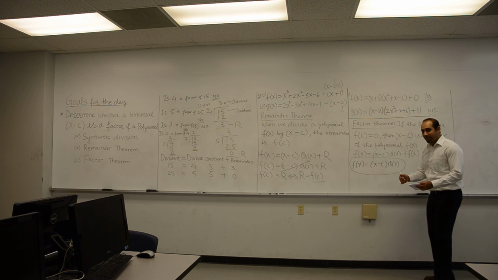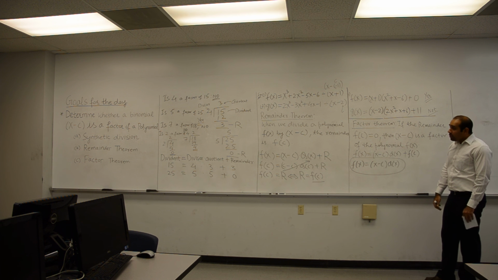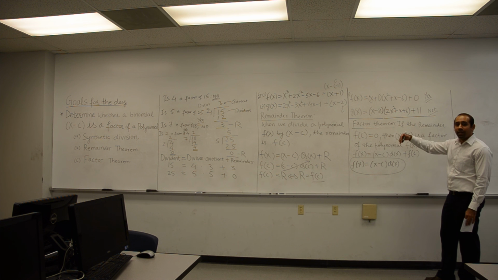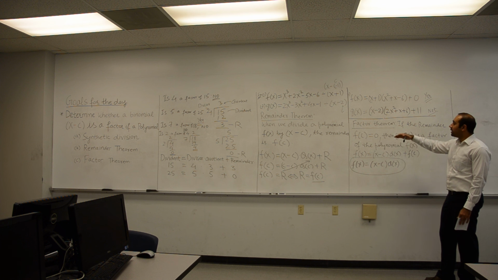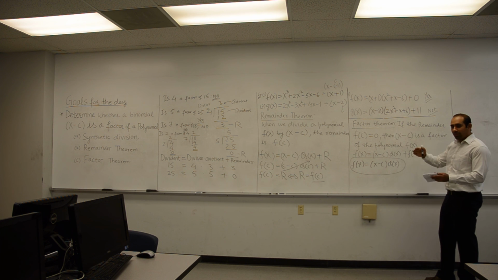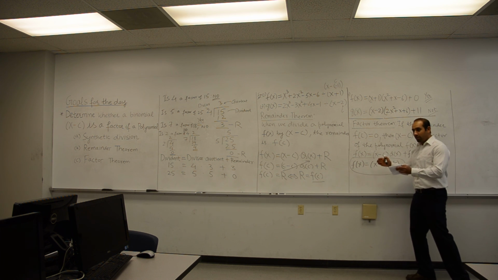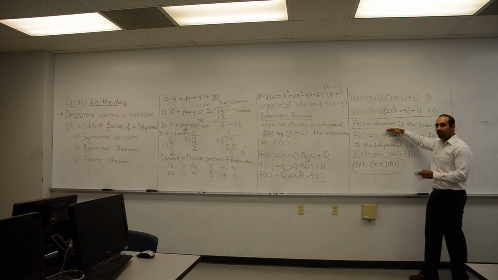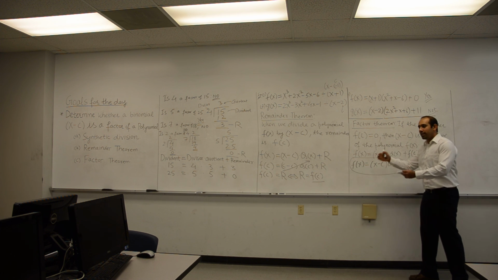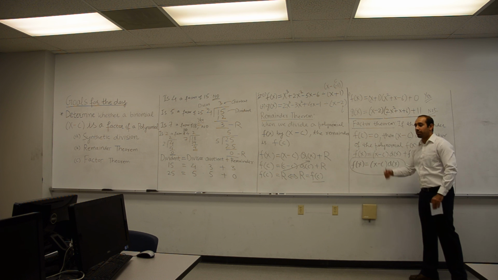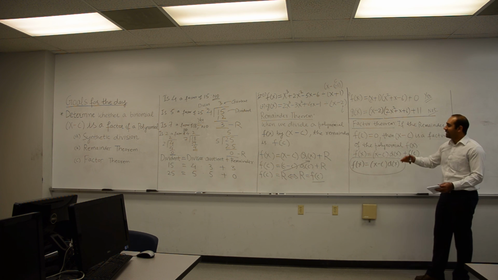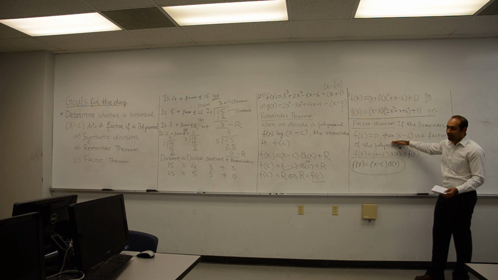So once we have the remainder, what is the next important step so that we can say whether a particular binomial is a factor of a polynomial? Then we rely on our factor theorem. Once we find the remainder, if the remainder is 0, then we go back to the factor theorem. Now what do we say? If the remainder is 0, then the particular binomial is a factor of the polynomial. If the remainder is not 0, then it's not a factor of the polynomial.